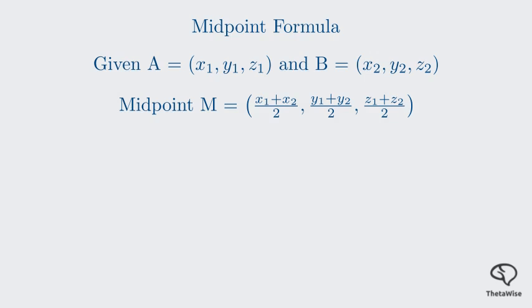The y-coordinate is (y1 plus y2) divided by 2. And the z-coordinate is (z1 plus z2) divided by 2. This formula provides the exact coordinates of the point that lies precisely halfway along the line segment connecting A and B. We will now apply these formulas to a worked example.